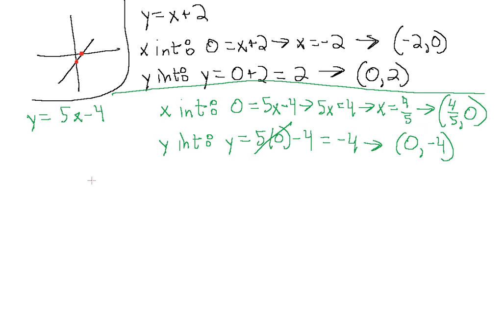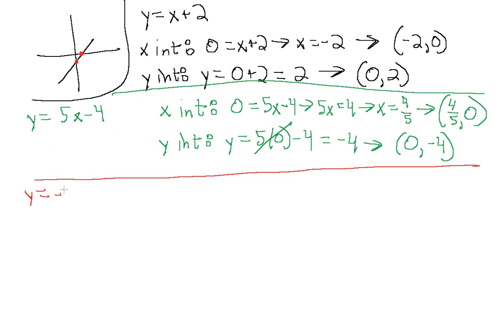Okay? So we're finding intercepts here. Very straightforward. We're just plugging in 0 for the opposite variable. So if we want to find our x-intercept, we plug in 0 for y. If we want to find our y-intercept, we plug in 0 for x, and we just simply solve. Let's take a look at the next one.